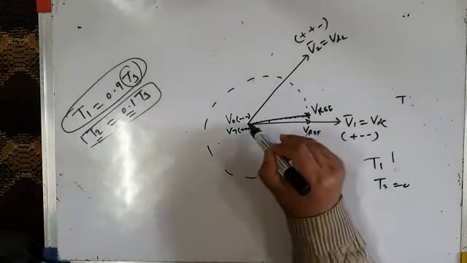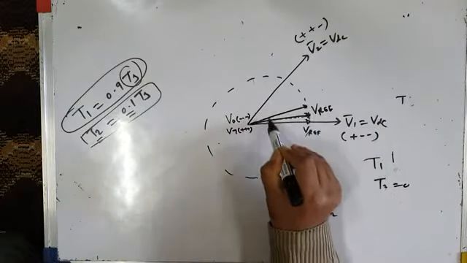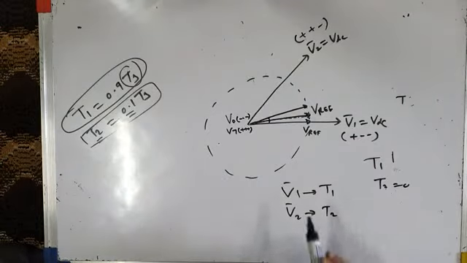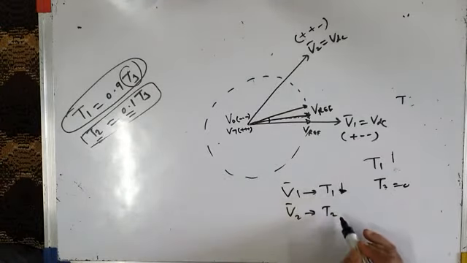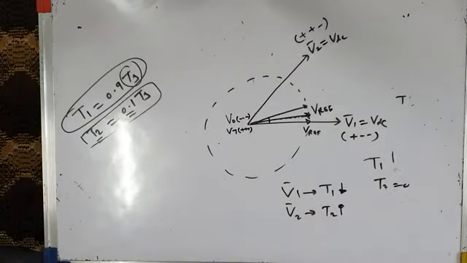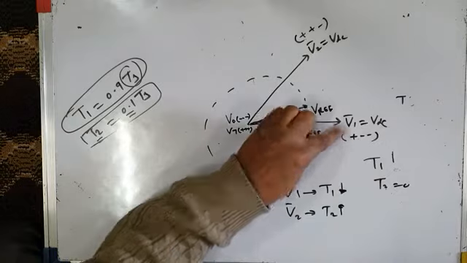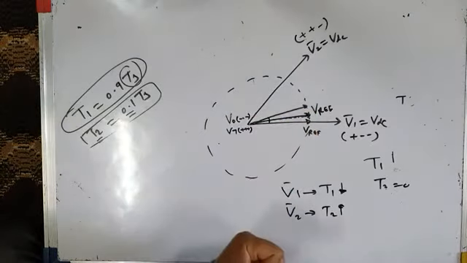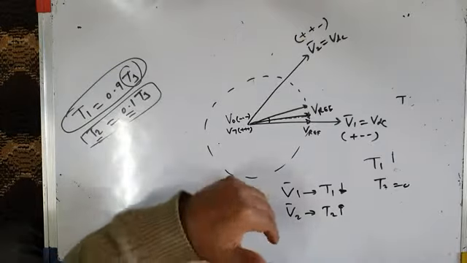After some interval of time, I want my reference vector somewhere here. So alpha is now increasing. Now when alpha is increasing, we have just now seen from the equation that T1 decreases and T2 increases. So that means the time interval for which V1 space vector is applied across the load decreases, and the time interval for which V2 space voltage vector applies across the load increases.